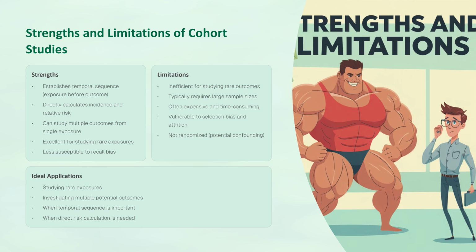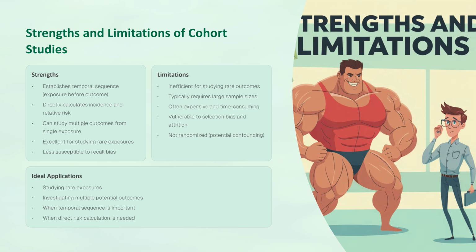And they're less susceptible to recall bias because you're establishing that all up front. You're not asking someone about their exposures in the past. They're only in the group if they have a certain exposure. So limitations is that they can be inefficient for studying rare outcomes because it might take a long time for that outcome to occur. So that's expensive and probably inefficient to do. You typically require pretty large sample sizes, and they can be expensive and time consuming. And they're still vulnerable to selection bias and especially follow-up loss for prospective studies, so attrition.